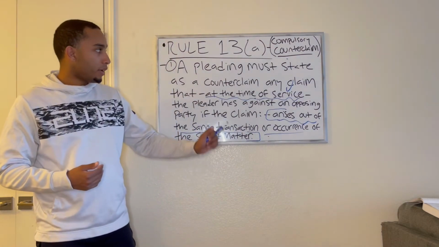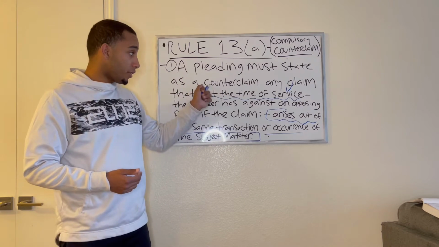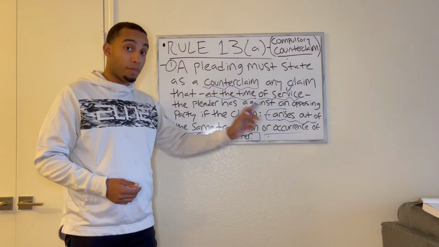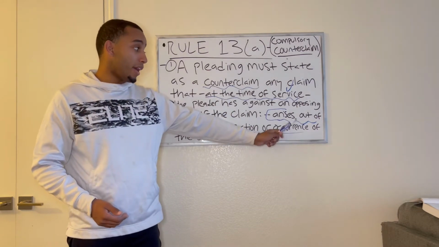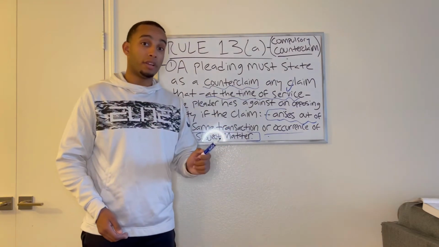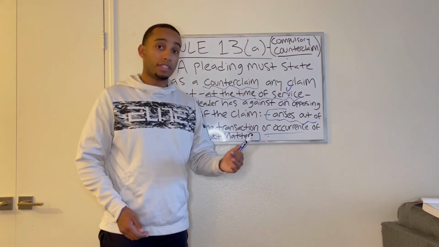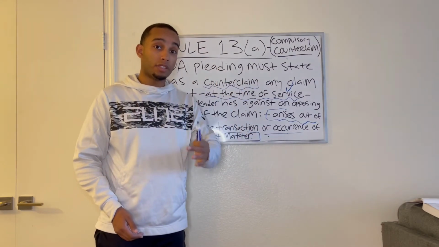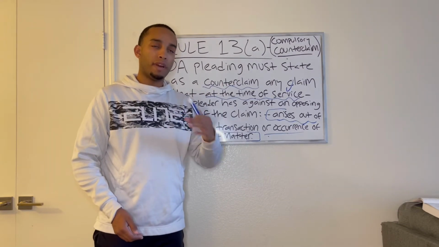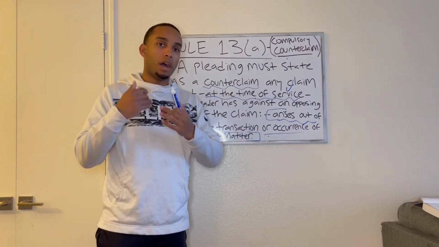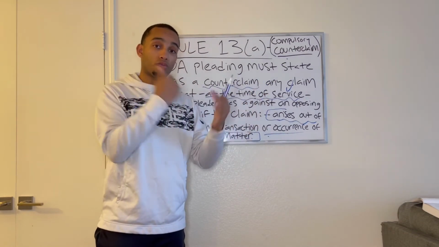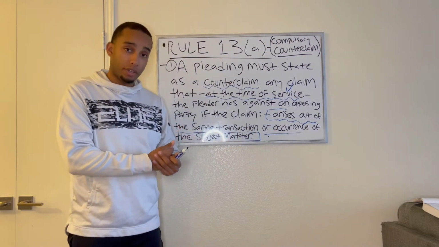So remember, the pleading must state a counterclaim, the defendant's counterclaim right back at the plaintiff, at the time of service against the opposing party, the plaintiff, and it must arise out of the same transaction or occurrence, the subject matter of the plaintiff's lawsuit against the defendant. Okay? As I said, plaintiff sues the defendant for a negligence lawsuit because of the car accident that happened on New Year's Day, January 1st, 2021. The defendant can, if he wants to, sue the plaintiff right back for negligence, and they'll have those two lawsuits filed against each other. Okay?